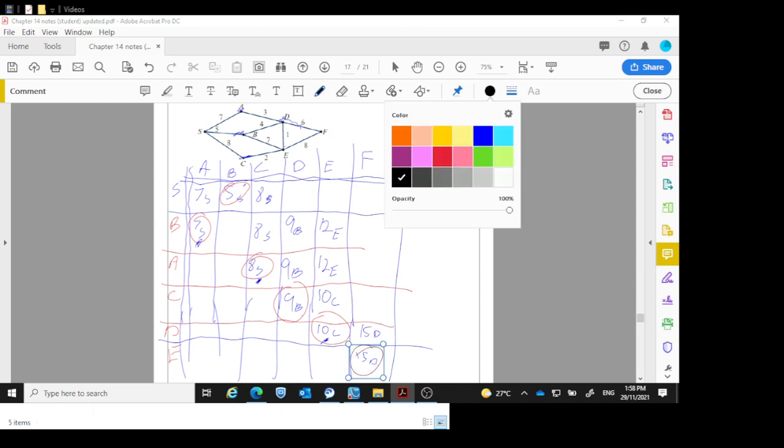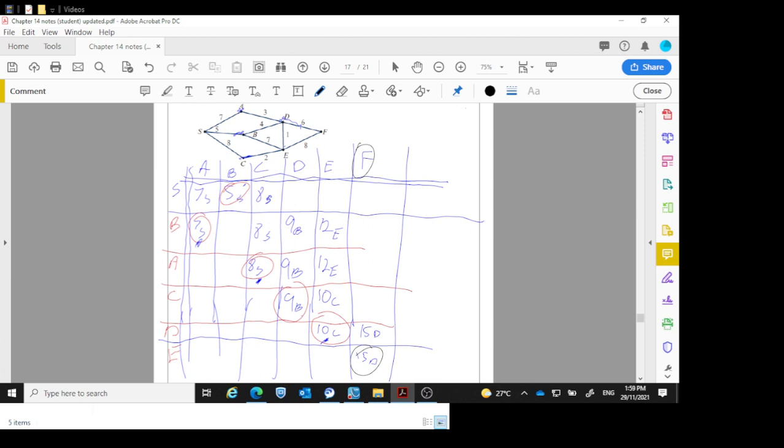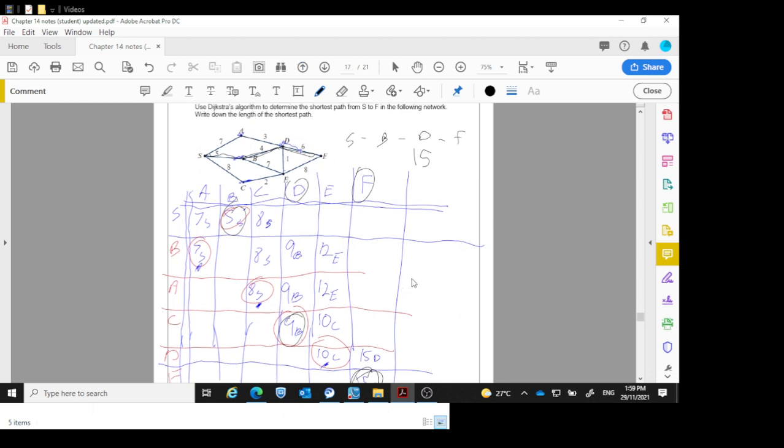So going backwards, F is going to go to the letter D. D is going to go to letter B. Letter B is S. So S to B to D to F is my shortest path, and it's going to take me 15. I don't know if it's 15 hours, 15 weeks, but that's my shortest path there.